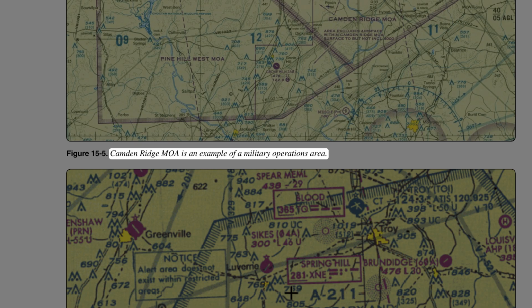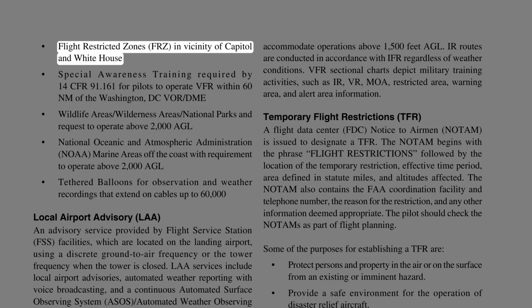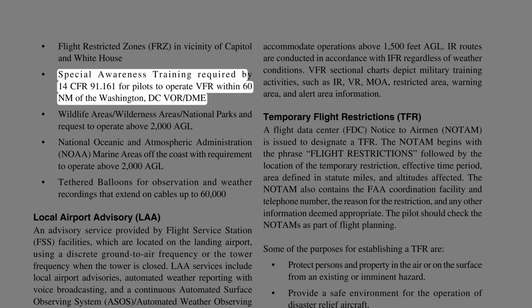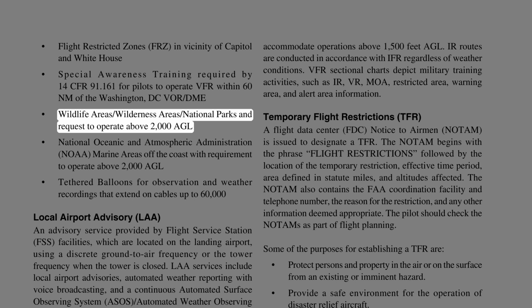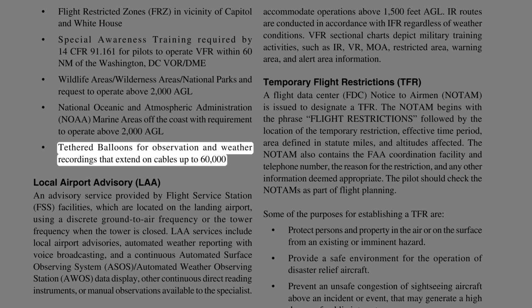Camden Ridge MOA is an example of a military operations area. Alert Area, A211. Flight Restricted Zones, FRZ, in vicinity of Capitol and White House. Special awareness training required by 14 CFR 91.161 for pilots to operate VFR within 60 nm of the Washington, D.C. VOR DME. Wildlife areas, wilderness areas, national parks, and request to operate above 2000 AGL. National Oceanic and Atmospheric Administration, NOAA, marine areas off the coast with requirement to operate above 2000 AGL. Tethered balloons for observation and weather recordings that extend on cables up to 60,000.